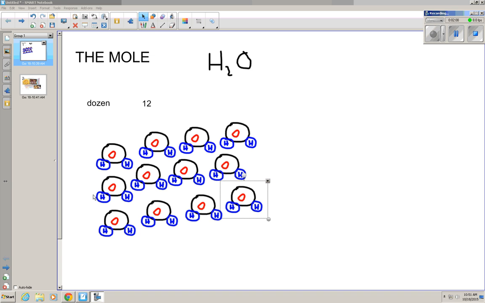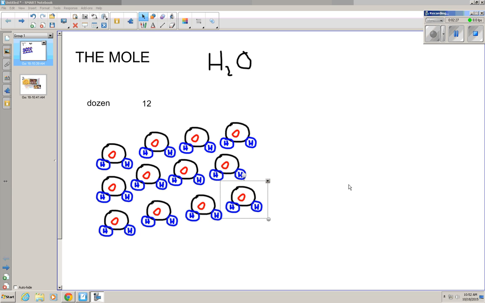And even though it seems like a lot, it's kind of filling up my entire page. This is still too few molecules of water to even see with your eye. Now, we could see this with a very powerful electron microscope, but the problem is, even if you had 12 molecules of water on a microscope slide, and you could actually put it into the microscope, you'd still have a horrible time even finding where they are because they're so small.